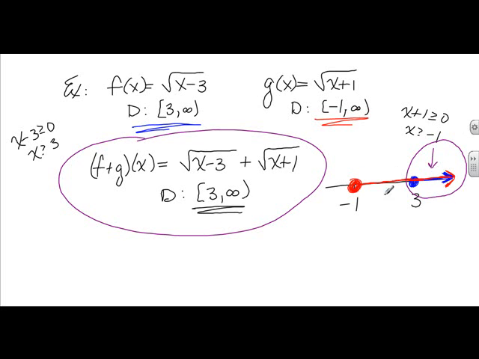If you picked a number in here, like maybe x equals 0, you're not going to be able to put x equals 0 into that first part of the equation. It's not going to work. So just use some common sense and think about the entire function when you're trying to find the domain for a new function that you've written.